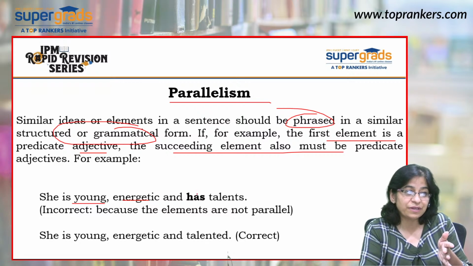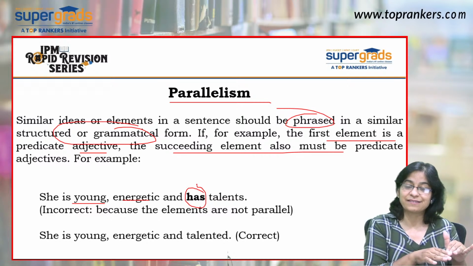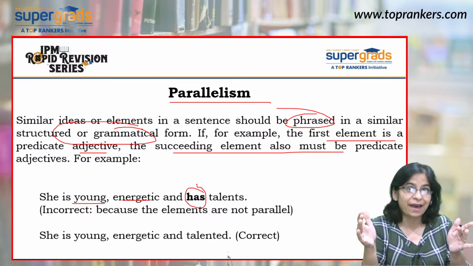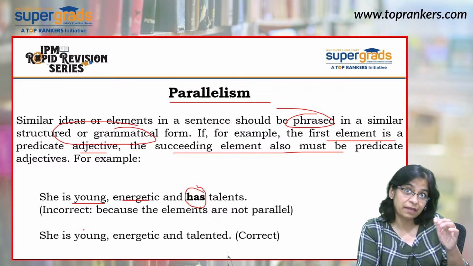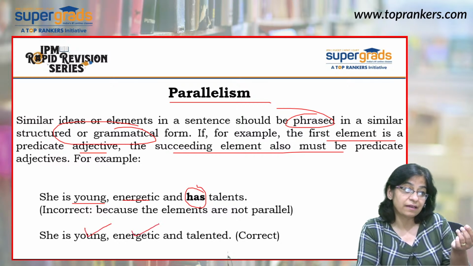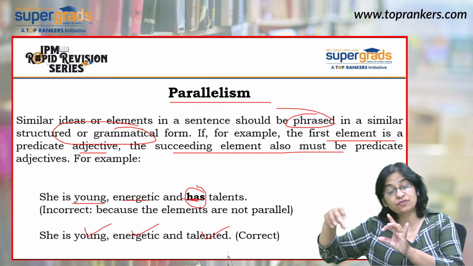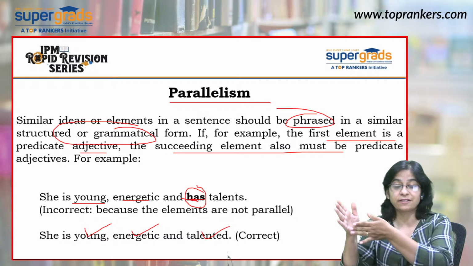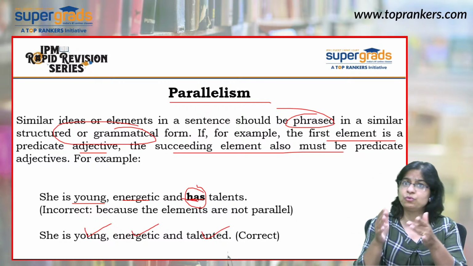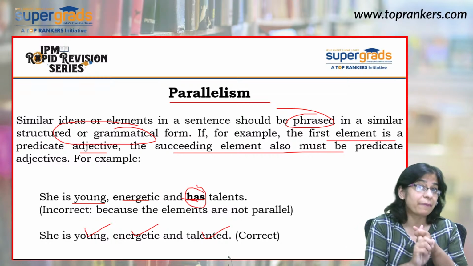Now, do you really think we need the word has here? See, what will happen if I remove the word has? The structure will become parallel. That is what we are trying to understand here. So, correctly speaking, the sentence should have been she's young, energetic, and talented. To maintain a parallel structure, we don't need anything else between the similar structures of the sentence. It has to be the same. So if it's adjective, adjective, adjective, or let's say it's a noun, noun, noun, two, three, four, howsoever many there are, that's essentially what parallelism is all about.